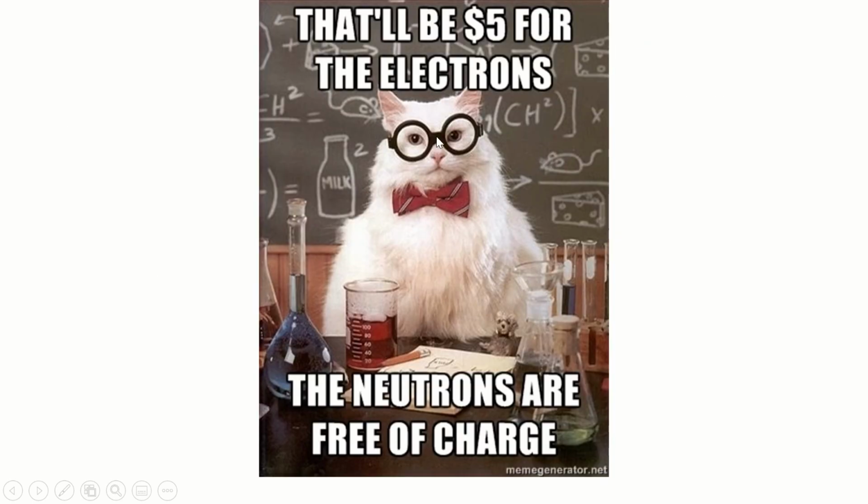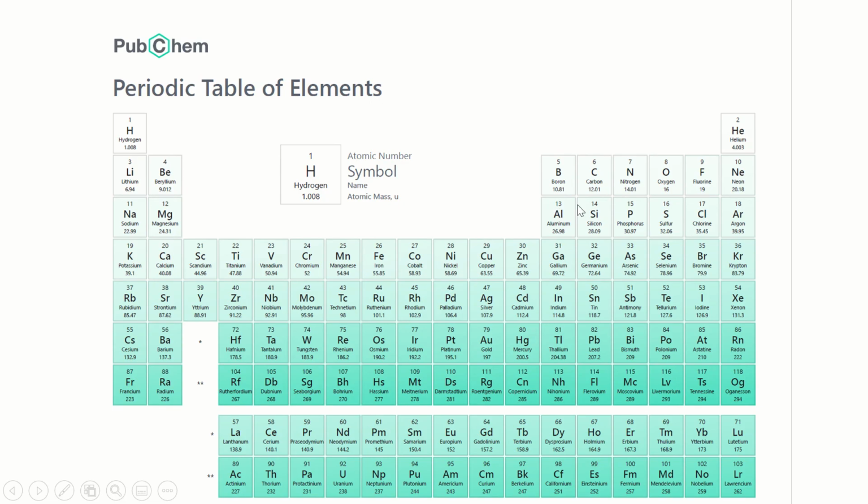Okay, just remember that that'll be $5 for the electrons. Neutrons are free of charge. Get it? Neutrons free of charge. They have no charge. Also $5 for the electrons because they're negative. You have to give away money, so they have a negative charge. Get it? Okay.